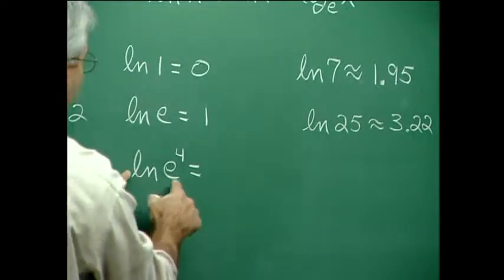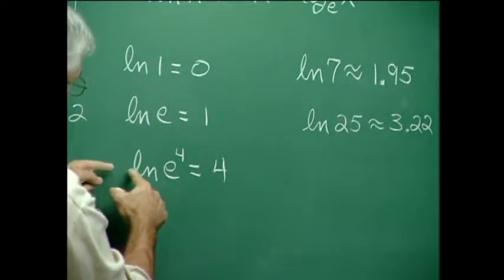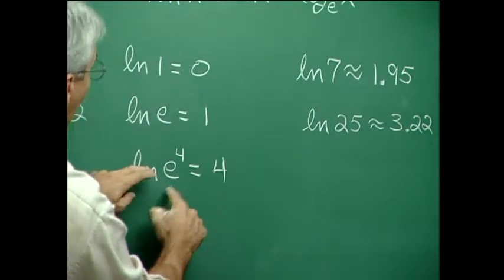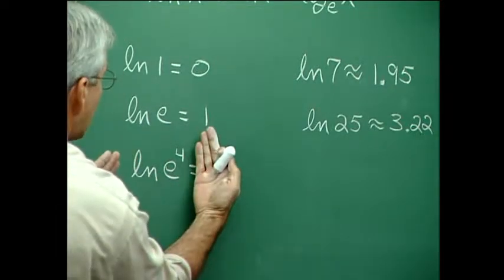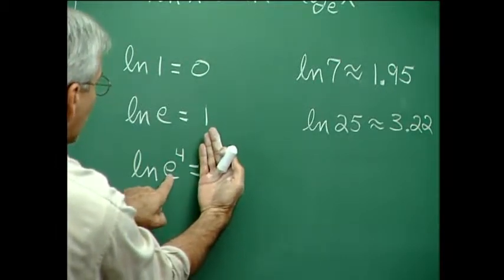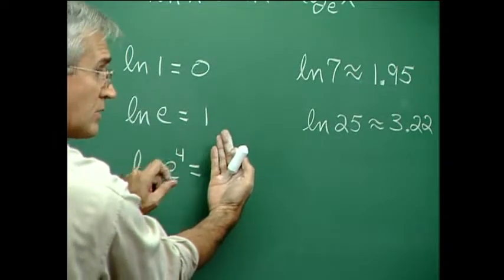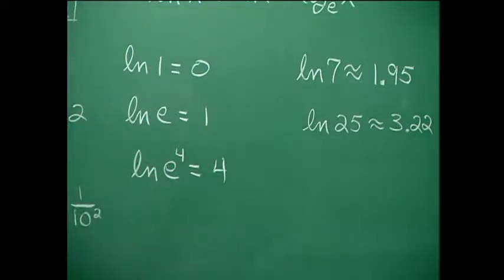And again, ln e to the fourth is simply 4, because this is log base e of e to the fourth power. And this is a request for the exponent on the understood e that will give e to the fourth. What exponent needs to be applied to that e? Well, a 4 does. So we just read it off like that.